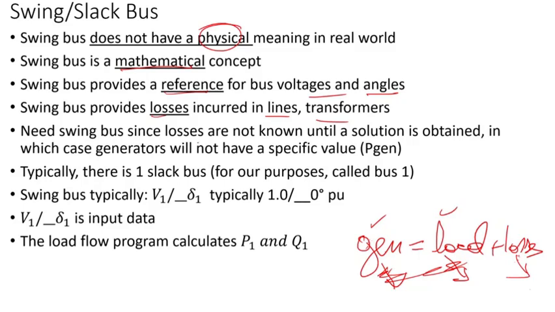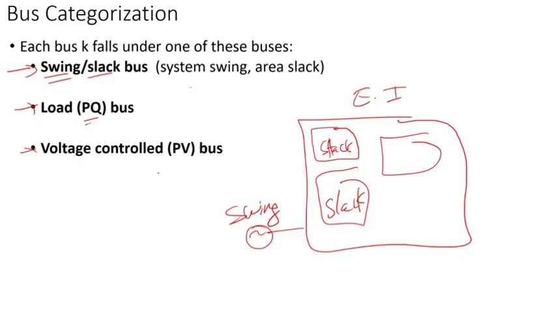So we need a swing bus, since losses are not known until a solution is obtained. The power flow will go through and calculate different things, but you're not going to know what the losses are until the solution is done. So that's why you need a swing bus. Typically, there is one slack bus, but for large systems you might have a swing bus for the entire power flow, and you have to have at least one. Otherwise, the power flow is not going to solve.